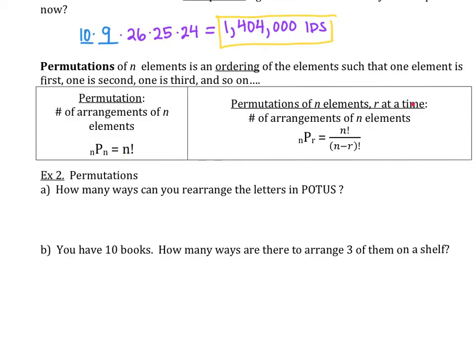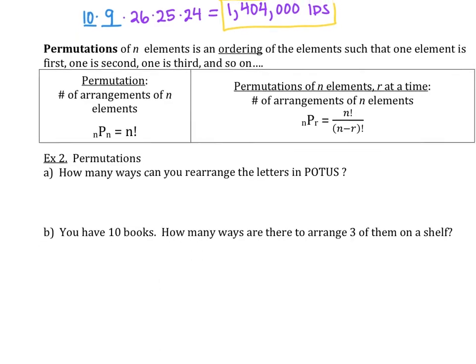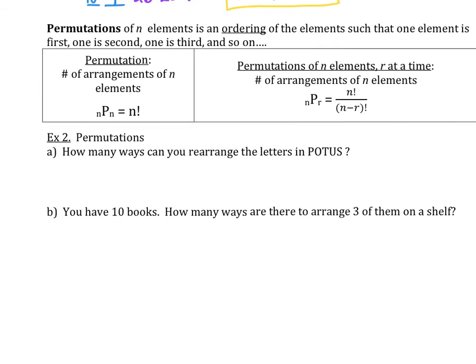Sometimes you want to rearrange n elements, but only r at a time. So for example, maybe I have 10 items, but I only want to place 3 of them into spots. So I would say I'm 10 permuting 3, and this would be the formula I will use. I will show it to you in a second in example 2. For example 2a, it says, how many ways can you rearrange the letters in POTUS?